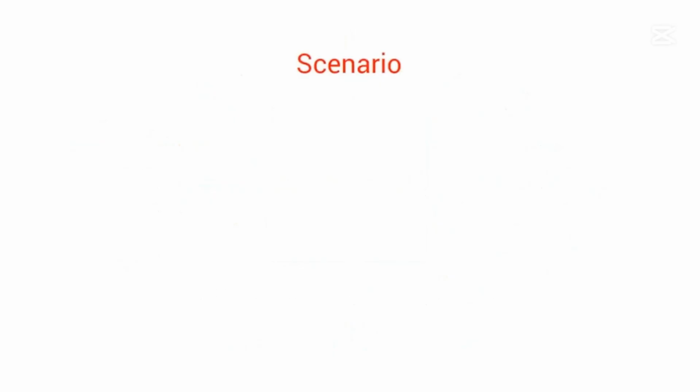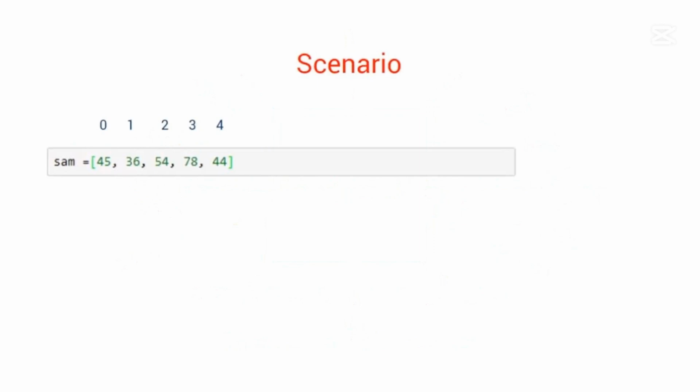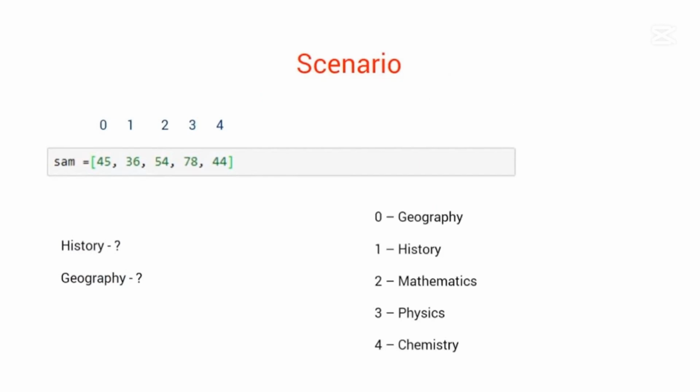Suppose you have stored the marks of your friend Sam in this list. Now, can you tell how much did he score in history or in geography? No, you cannot, until you have the data where you have stored which subject's marks are stored at which index. If we have this data, we can easily answer that since history is stored at index 1, we can say that Sam scored 36 marks in history.